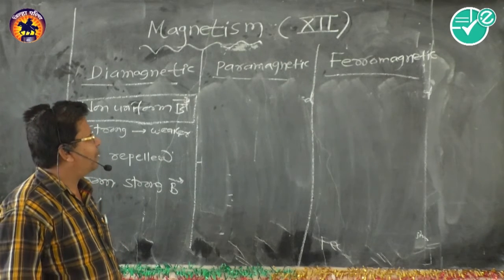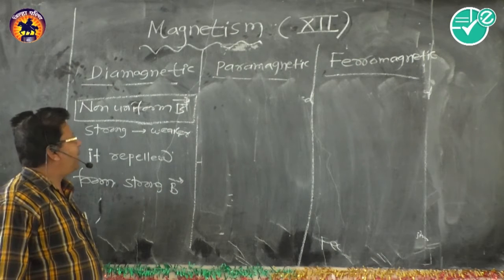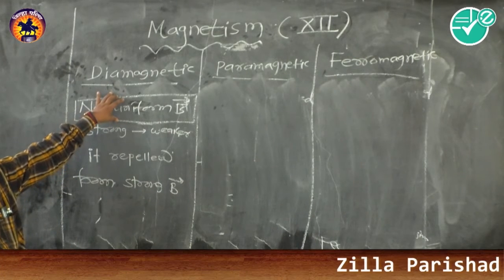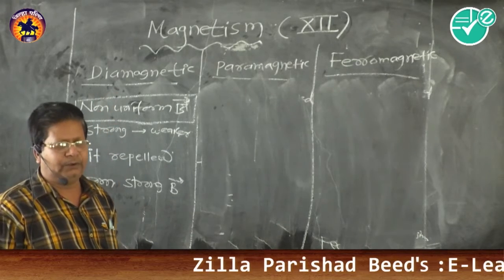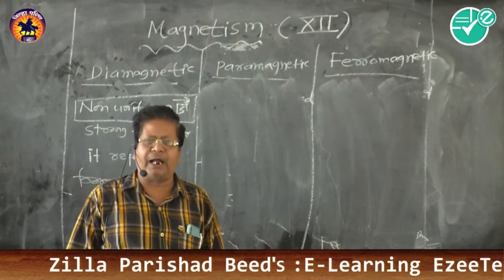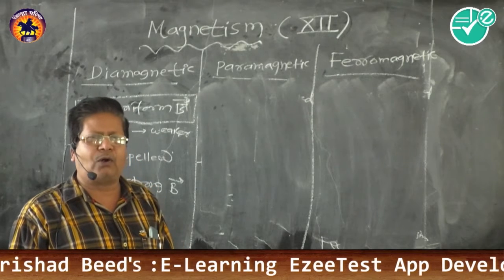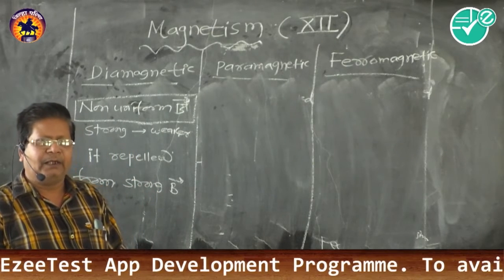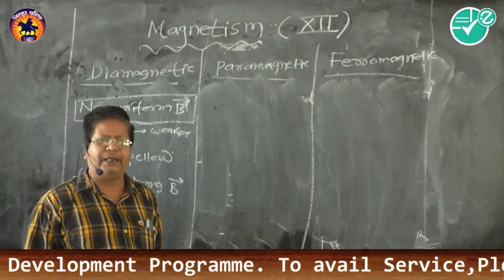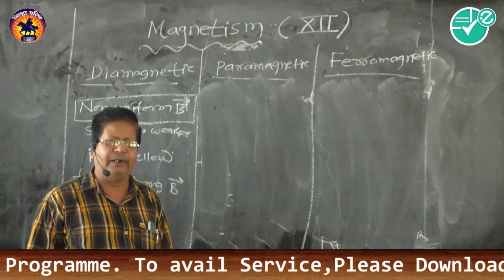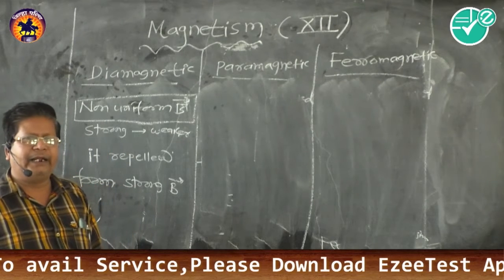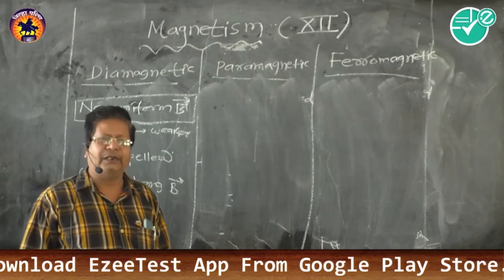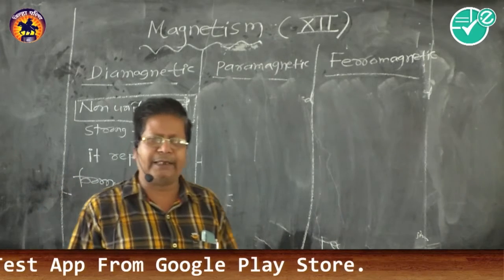Similar is the case for ferromagnetic material. If ferromagnetic material is placed in a non-uniform magnetic field, then it has a very strong tendency to move from the weaker part of the field to the stronger part of the field. Or in other words, it gets attracted towards the region of strong magnetic field.